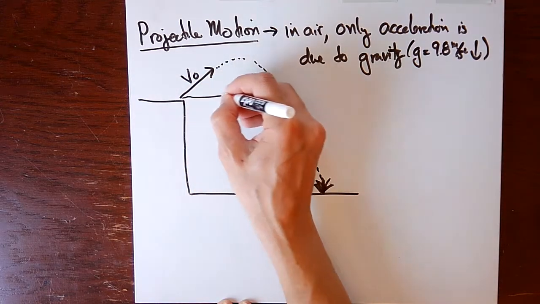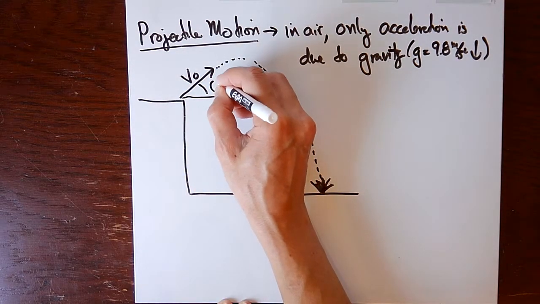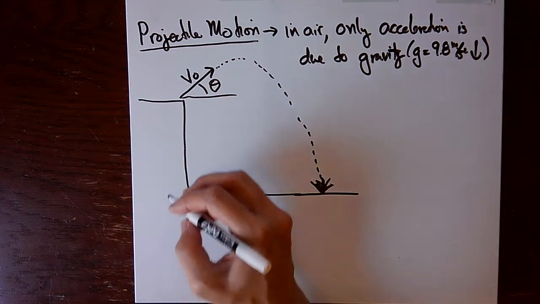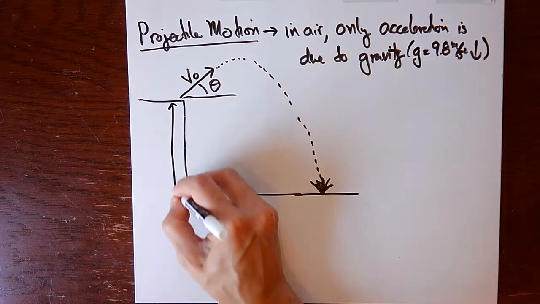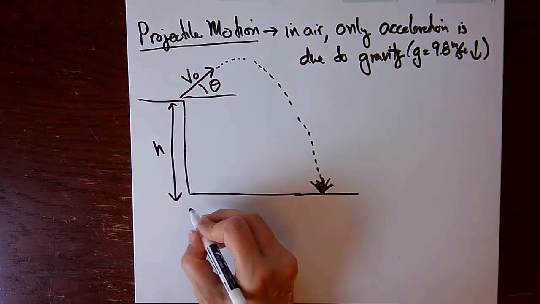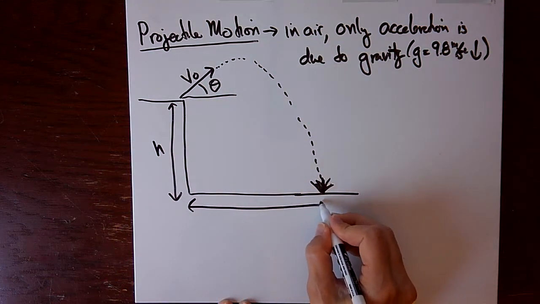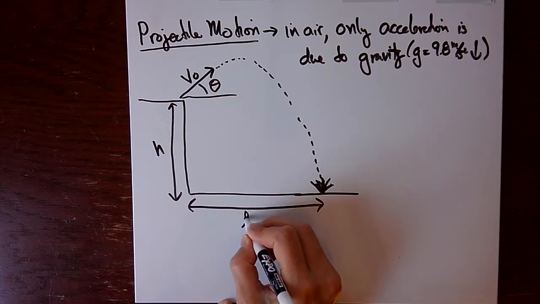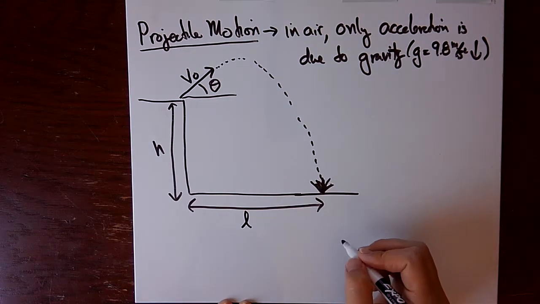And maybe, let's see, what else might you know? You might know the angle from the horizontal that you fired it off at. You might know how tall the cliff is, we'll call it h. You might know how far away the object fell, we'll call that distance L for the length away.